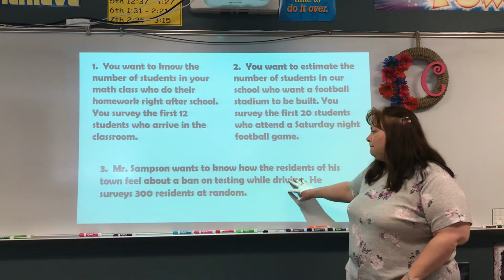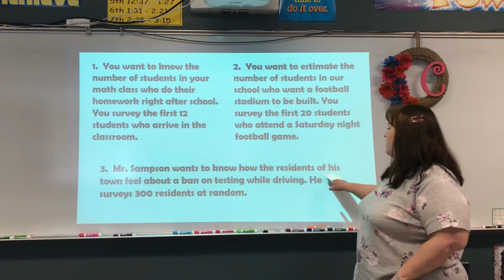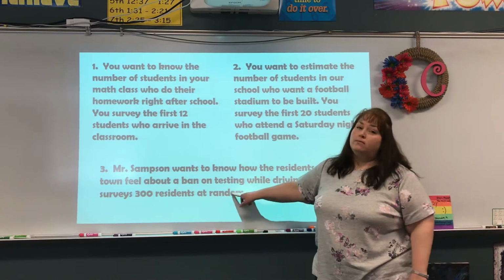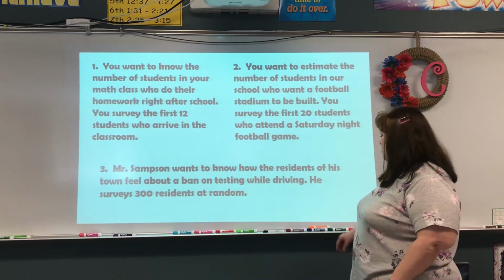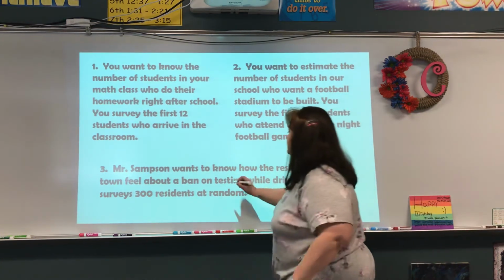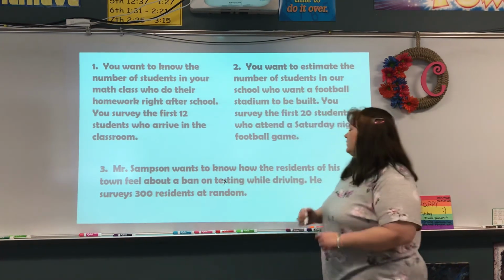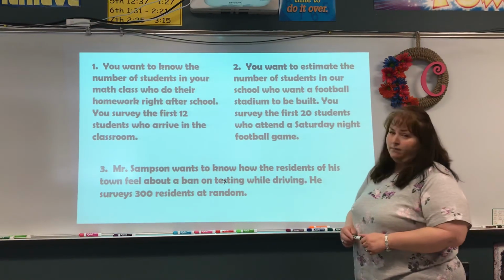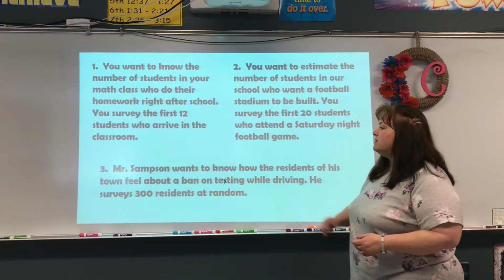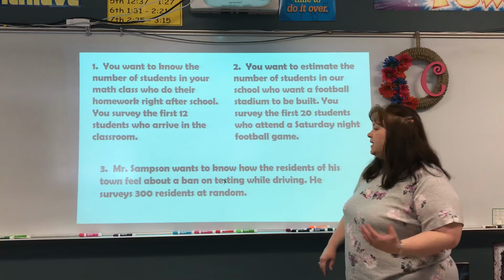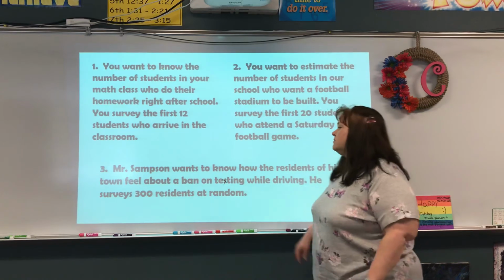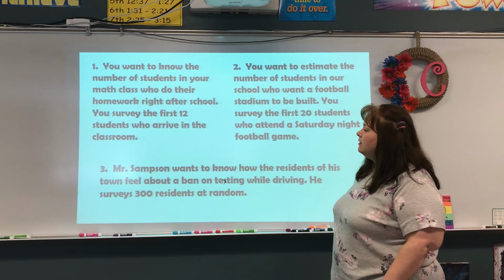Then on the last one, it says, Mr. Sampson wants to know how the residents of his town feel about a ban on testing. Whoops, I think that's a typo. It should be texting. Texting while driving. Okay, sorry about that. Texting while driving. He surveys 300 residents at random. Okay, so this survey would be unbiased because he's surveying 300 residents at random. Okay, so that would be an unbiased survey.